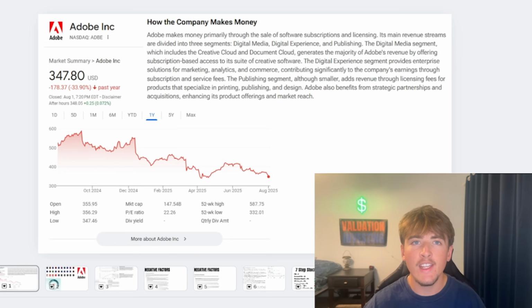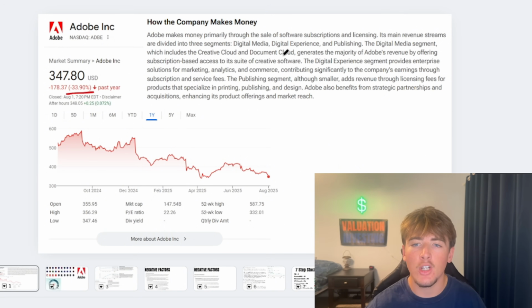But first, let's talk more about the company. Taking a look here at Adobe stock, we can see Adobe stock over the past year is down almost 34%. And today it's down even more, down at about $340. So this stock is really tanking.